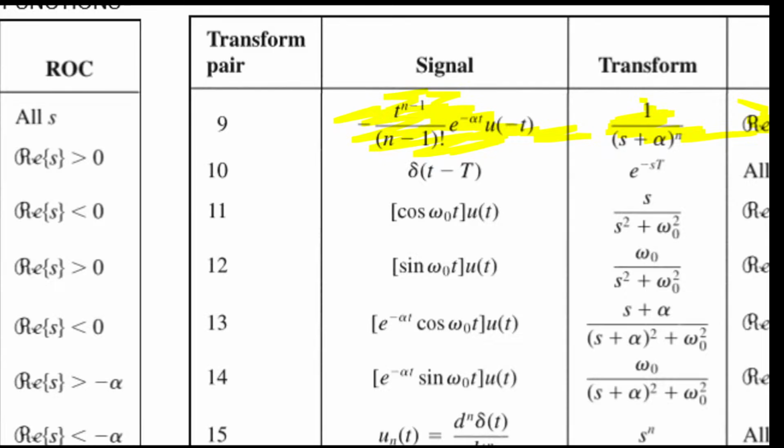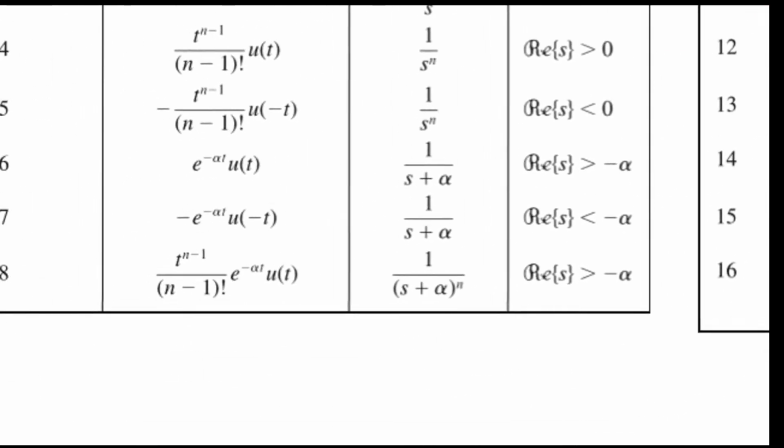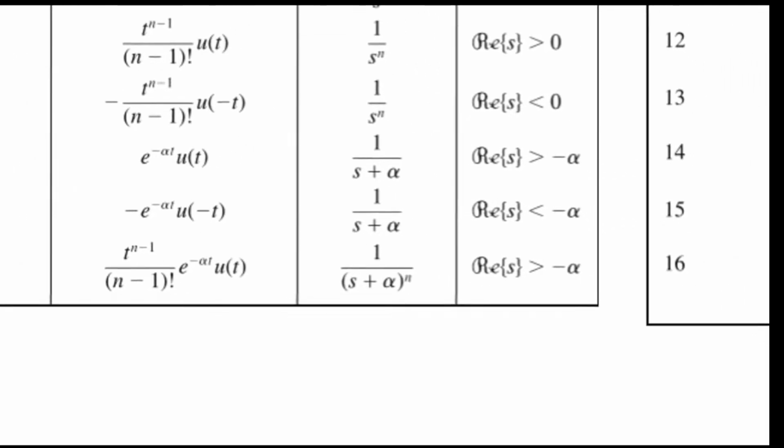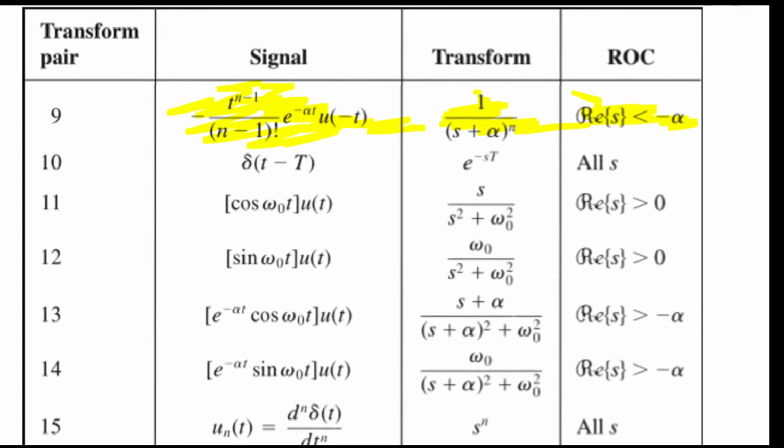For first order, remember it was minus e to the minus at, times u of minus t, and then we get the same factor. When we get higher order, we get this t to the n minus 1 over n minus 1 factorial term. Here we also list all the first order terms. A first order term, right-sided, inverse Laplace transforms to this, left-sided inverse Laplace transforms to this, and for the higher order term, when n is greater than 1, you get t to the n minus 1 over n minus 1 factorial. Really simple to memorize.